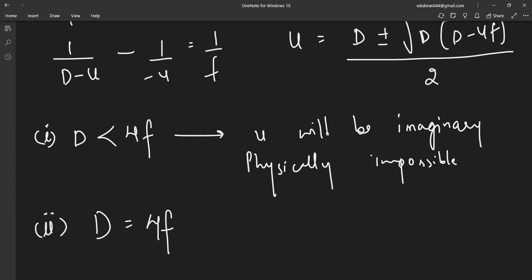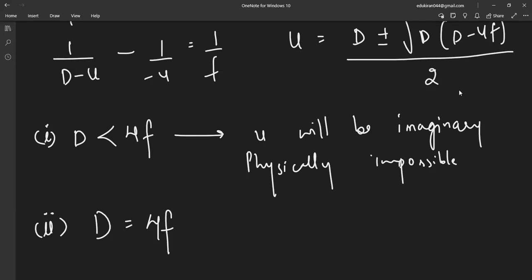Why was the earlier case physically impossible? Because if you put D less than 4F, this will be negative, and then negative is multiplied to D. This is not physically possible, because by our sign convention we put object distance as negative, but it cannot automatically come out negative.